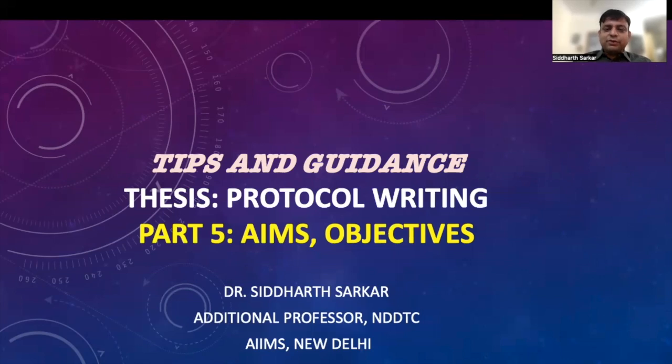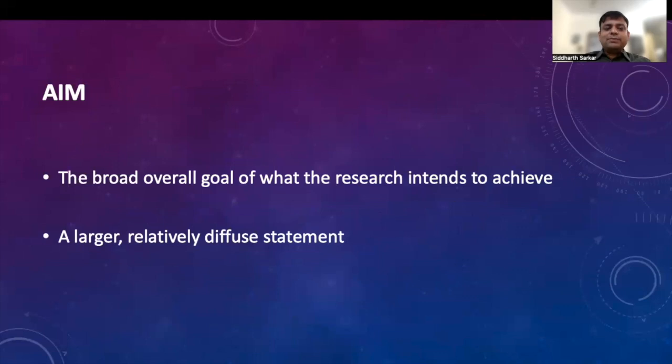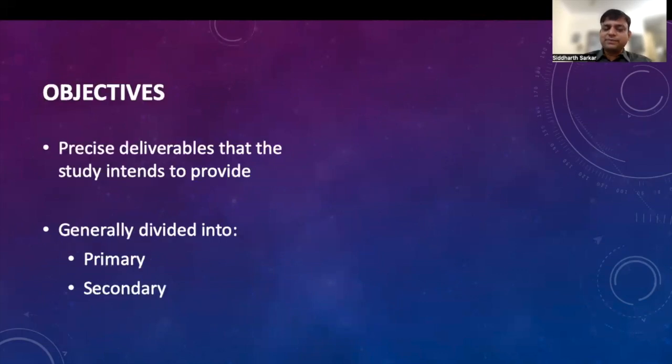So in this next video, we discuss the aims and objectives of the research when you write your protocol for a thesis. So the aim provides a broad overall goal of what the research intends to achieve. It is a larger and relatively diffuse statement of what the aim of the study is. For example, the study's aim is to understand the supervision of disulfiram in patients with alcohol dependence. So that can be a broad sweeping statement.